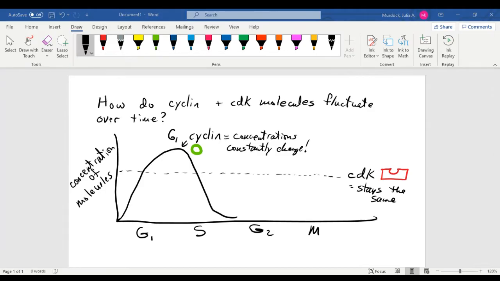All right, so that's Mrs. Murdoch's explanation of how cell regulation is controlled by cyclins and cyclin-dependent kinases. I'm going to stop this recording now.